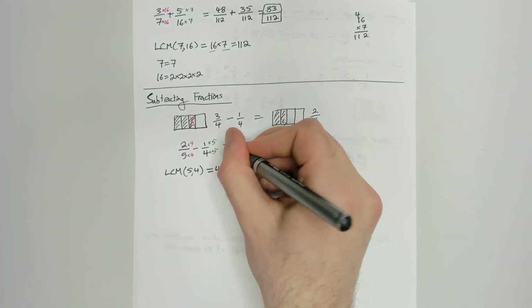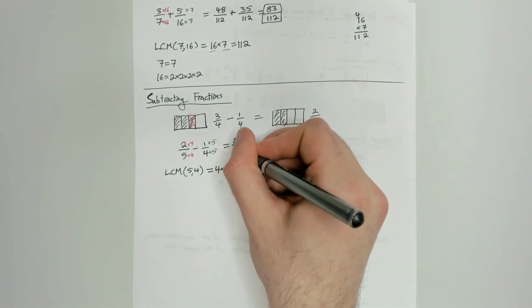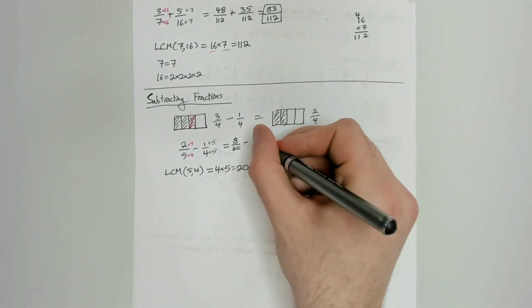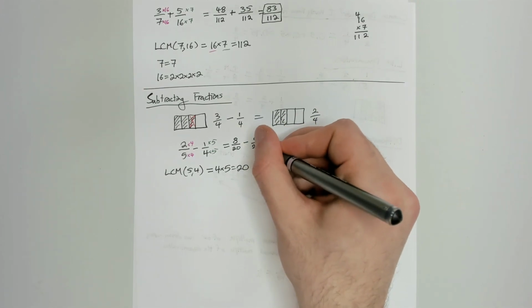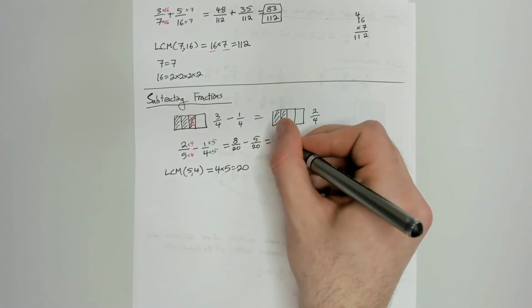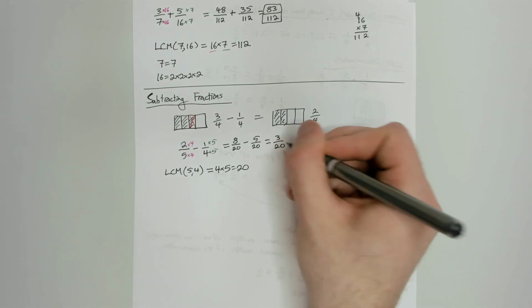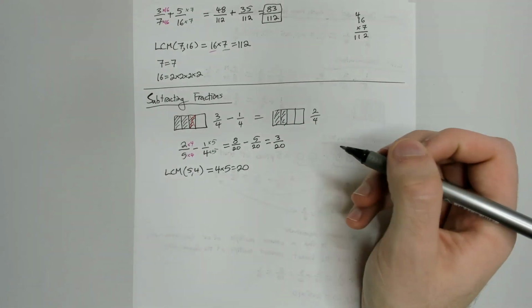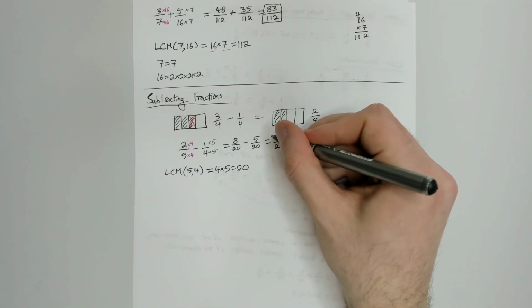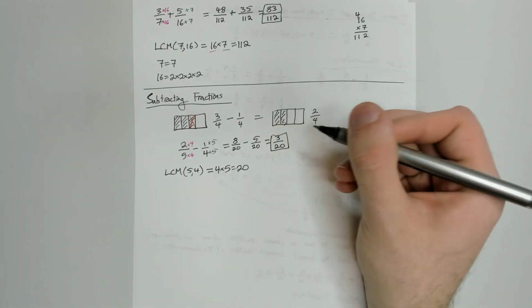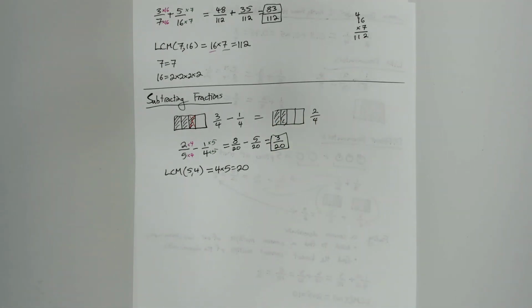So the first one becomes 2 times 4 is 8 over 20. Second one becomes 1 times 5 is 5 over 20. So we get 8/20 minus 5/20 becomes 3 out of 20. And this can't be simplified anymore. So we are done. All right, so let's try one more.